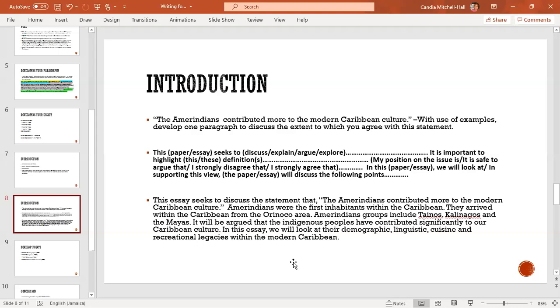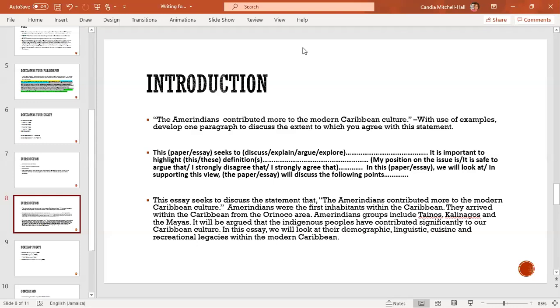So we know for sure, once the examiner reads this, they know for sure that you know what you intend to do. You intend to discuss the statement that was asked, and you just inform the examiner who were the Amerindians. So when I'm talking about the Amerindians, you know that I'm talking about the Tainos, the Kalinagos, and the Mayas. Because some students, when they talk about Amerindians, end up talking about Africans, this, that, whatever. We know who the Amerindians were.